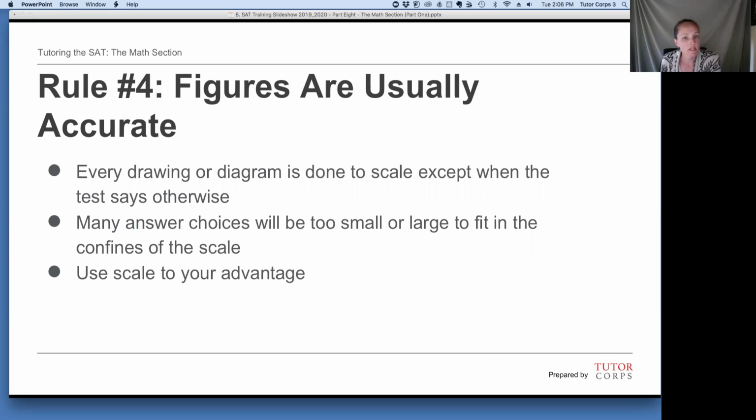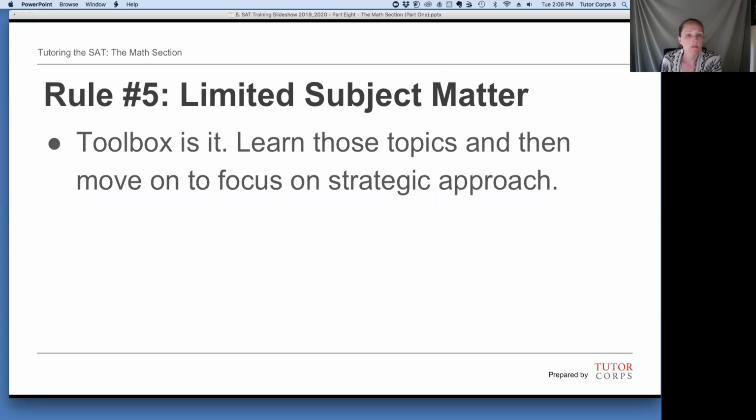We already went over this in the science section, but remember that figures are generally drawn to scale, so students can use this to their advantage to eliminate wrong answer choices quickly. As we mentioned in the first rule, all the content students need to know is in that short toolbox, so really help them learn those and then move on to strategy.